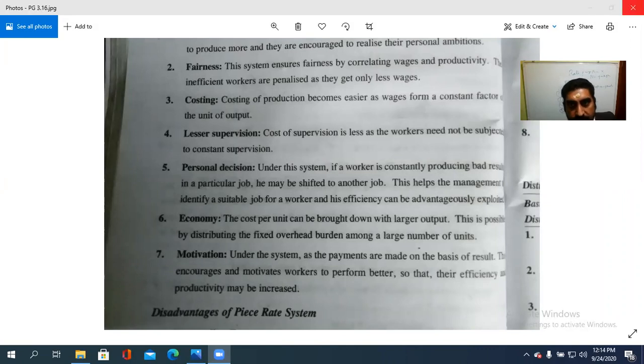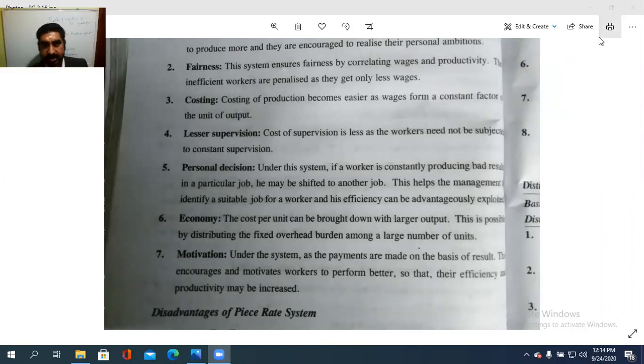Personal decision. Under the system, if a worker is constantly producing bad results in a particular job, he may be shifted to another job, which helps the management to identify a suitable job for a worker. ഒരു ജോബിന് ഒരു വർക്കറിനെ ആ രീതിയിൽ അവർക്ക് കോൺസെൻട്രേറ്റ് ചെയ്യാനായിട്ട് പറ്റുന്നു.